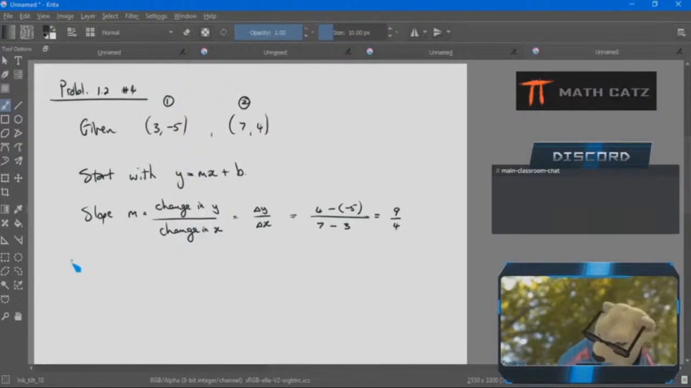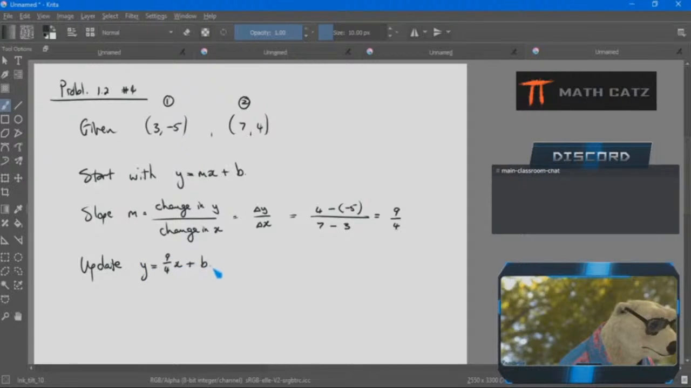All right. I update. Feels like I'm going too fast. Feel free to stop me if you feel this is too fast. Just because it's review doesn't mean we remember everything perfectly. That's why we're doing it. I update to 9 over 4 x. I still don't know the b. Fair enough. But I'm getting there.